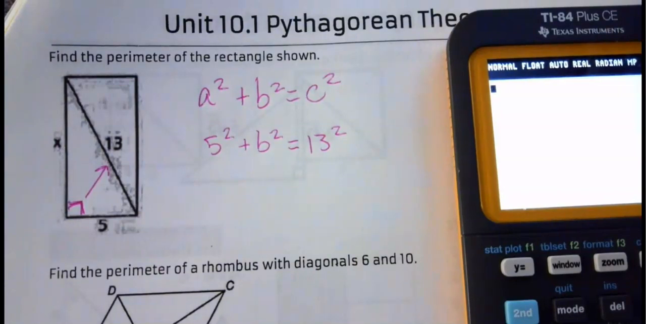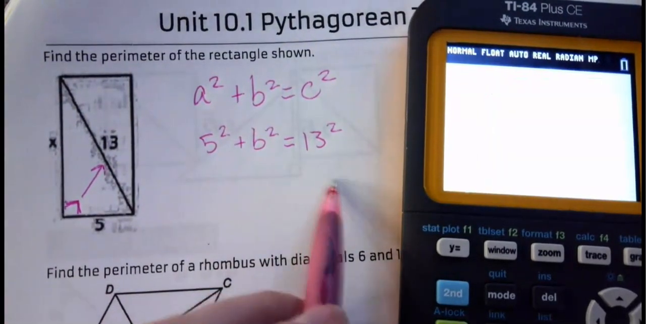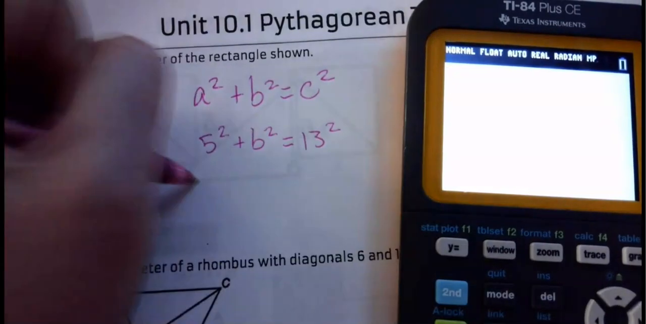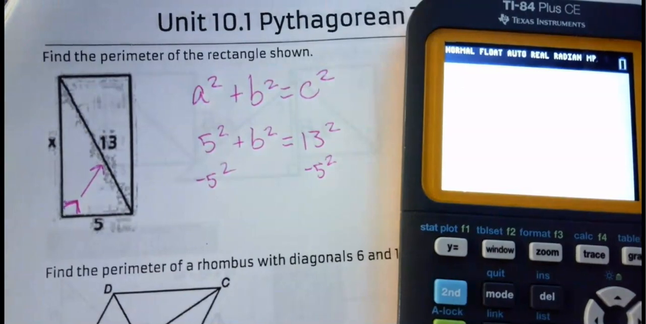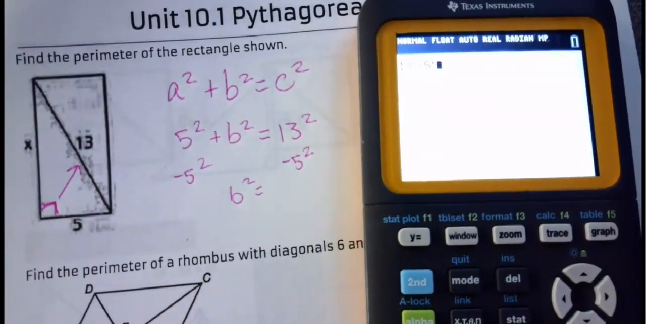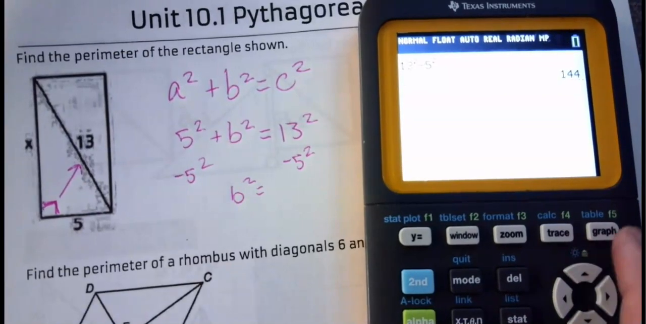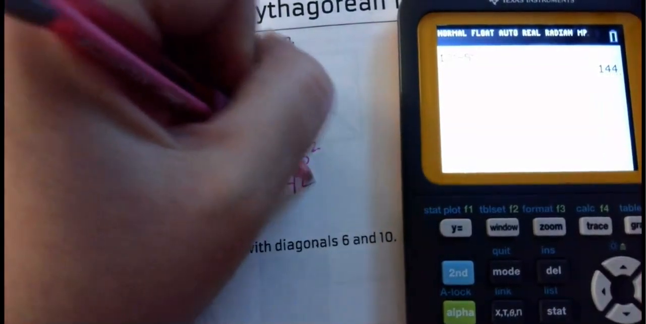And then I look at this and I'm like, okay, I can't add 5 squared and b squared, so I need to get b squared all by itself. I need to subtract 5 squared. So I can change this to 169 and 25, or I could just say, minus 5 squared. Just make sure you don't do 13 minus 5 or you're going to get it wrong. Because 13 squared minus 5 squared is 144, and that's very different than 13 minus 5, which is 8. So you get 144 for that.